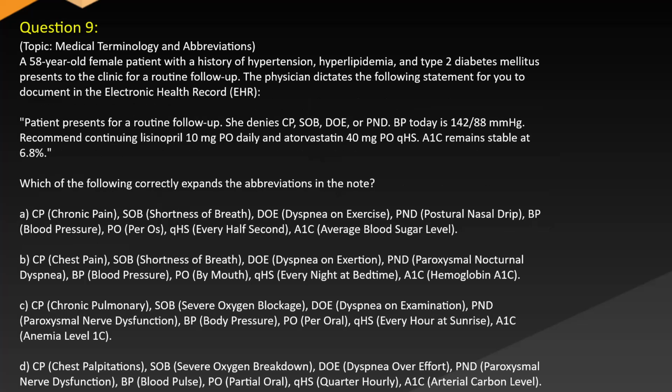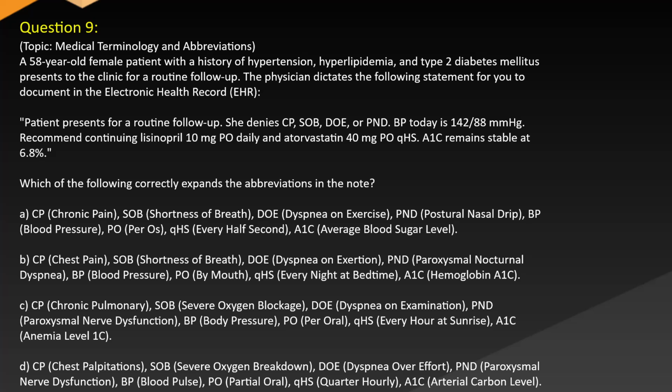Question 9. Topic: Medical terminology and abbreviations. A 58-year-old female patient with a history of hypertension, hyperlipidemia, and type 2 diabetes mellitus presents to the clinic for a routine follow-up. The physician dictates the following statement for you to document in the electronic health record.